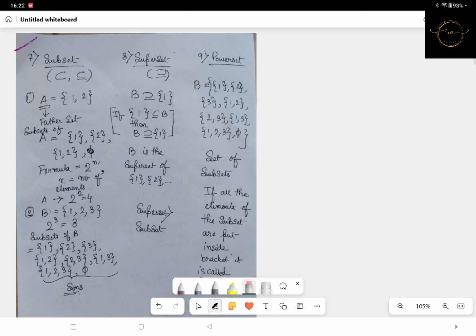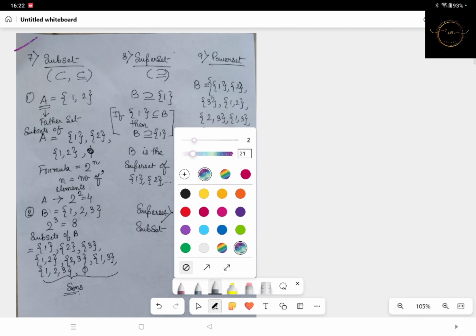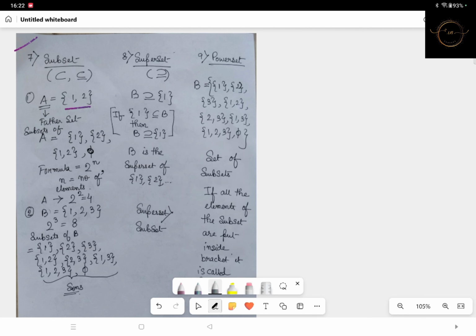Because capital A is the name of the set, I can call it the father of the set, because 1, 2 are the elements of the set. If I am telling you that in my home there are 4 members, then my entire home is the father of the family, because under that roof we all are staying. So from that perspective I have named capital A as the father set. Now what will be the subsets of A?